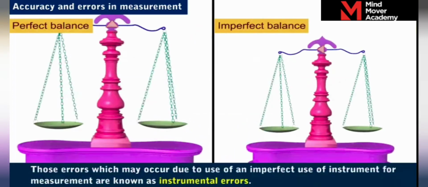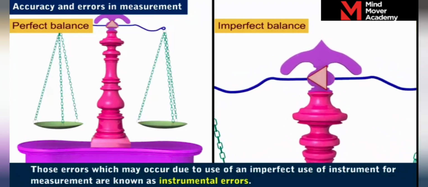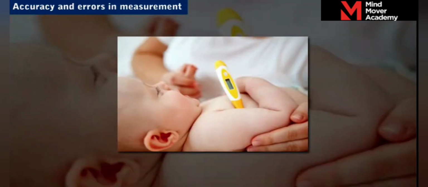Errors may occur due to an imperfect instrument used for measurement. Such errors are known as instrumental errors. For example, if the needle of a simple balance is skewed or bent, it always shows a weight that is more or less than the actual weight of the object being weighed. Errors may also occur due to an imperfection in an experimental technique or procedure adopted while measuring. For example, keeping a thermometer under the armpit will not measure the body's exact temperature as the mercury bulb is exposed to external factors such as air in the room, humidity, etc.